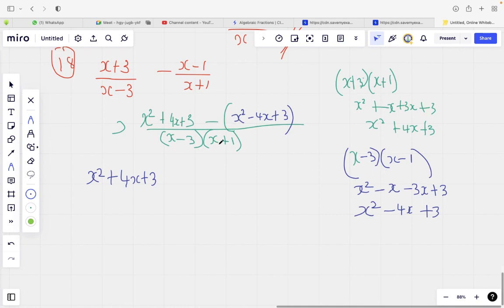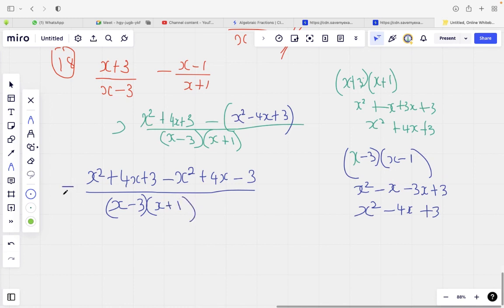Minus 1 multiplied by x squared, we get negative x squared. Then this minus multiplied by negative 4x, we get positive 4x, because negative multiplied by negative becomes positive. Then this negative multiplied by this positive 3 becomes negative 3. Then over the denominator, which is x minus 3 in one bracket, and x plus 1 in another bracket.